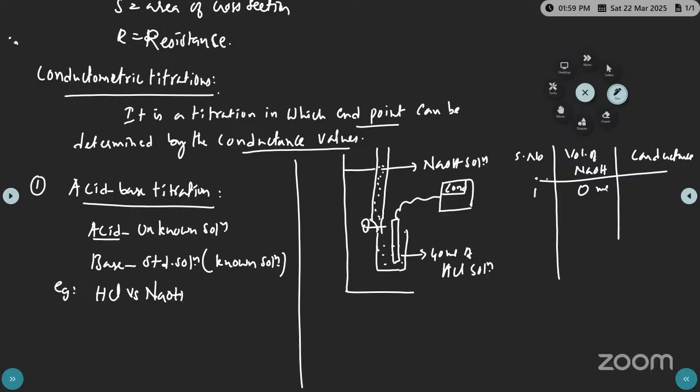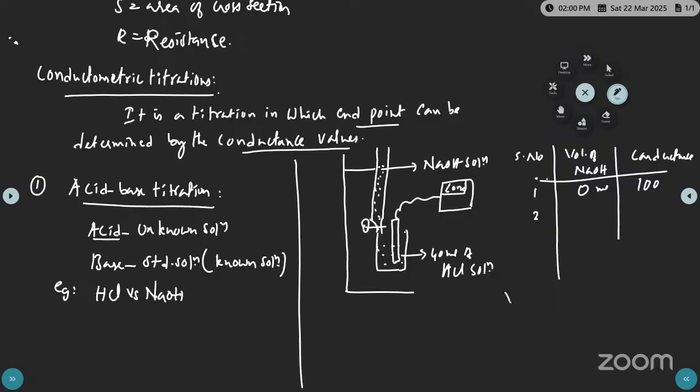And note down the conductance of the pure HCl solution. Okay, so for example, the conductance is 100 ohm inverse centimeter inverse. And next, second one, add 1 ml of sodium hydroxide solution to the HCl solution.